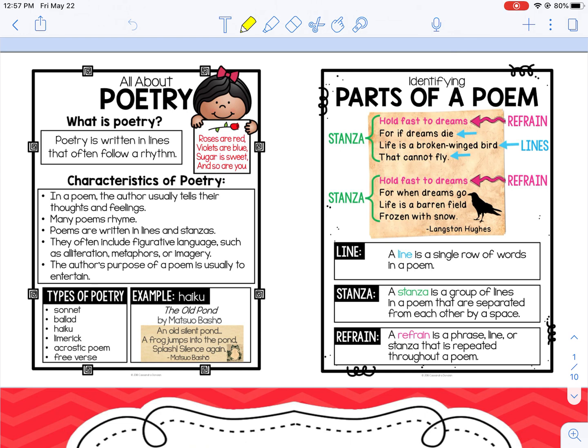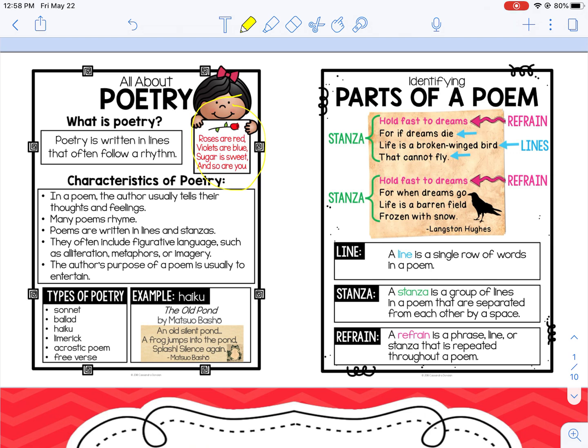Poetry is written in lines and often follows a rhythm, such as roses are red and violets are blue, sugar is sweet, and so are you. So that's the rhythm that we've known for a while. Characteristics of poetry: the author usually tells their thoughts and feelings. Many poems rhyme, but not all.